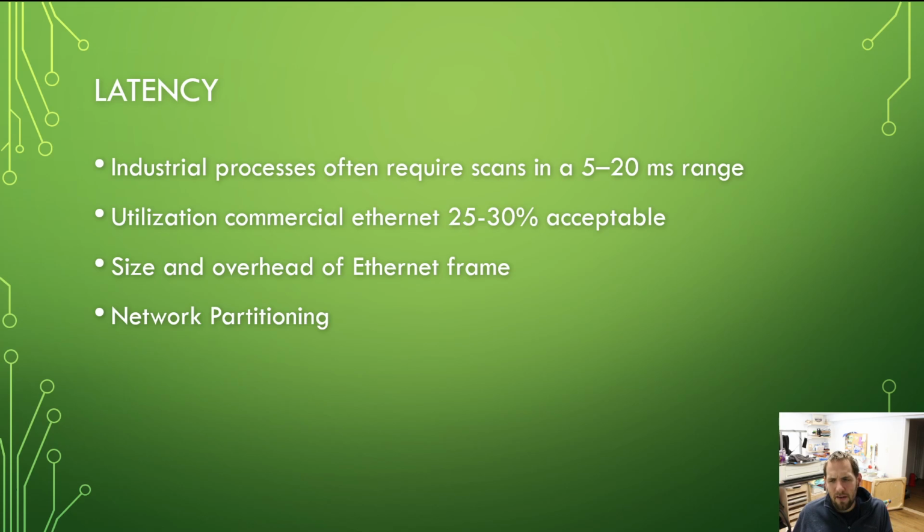But anyway, industrial processes often require scans in the 5 to 20 millisecond range. So extremely short, right? We don't want to be waiting 20, 30, 40, 50 milliseconds for something to come back. You might even have some really demanding processes that are down to the 2 to 5 millisecond range, right? 5 to 20, that's too much. We're going to miss an input, or the motor's not going to change speed at the right time, or stop. The piece is going to stop in the wrong place.